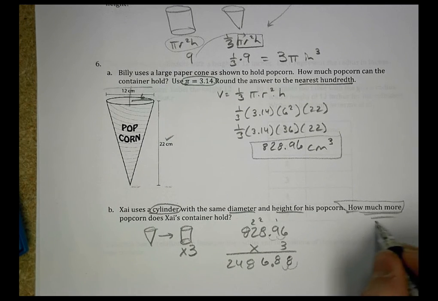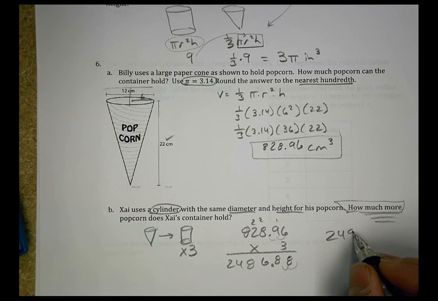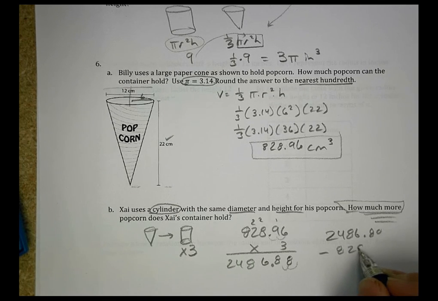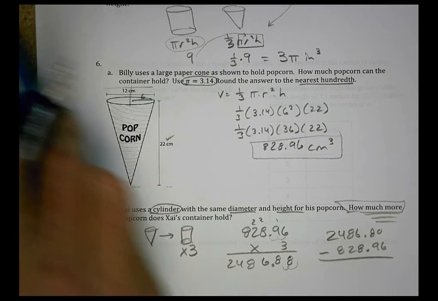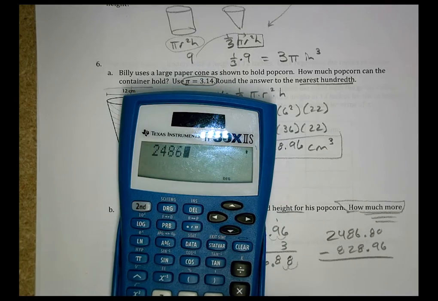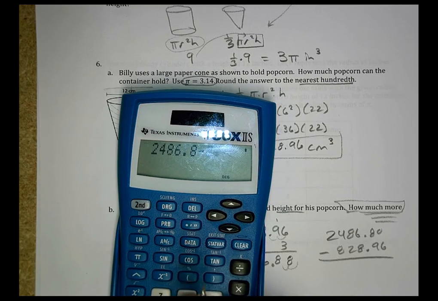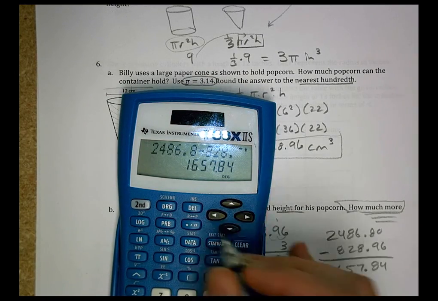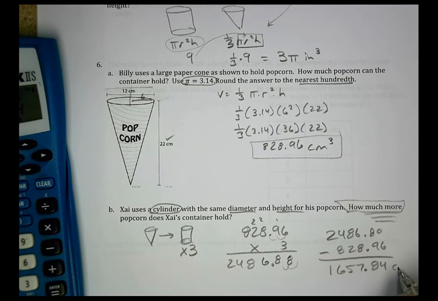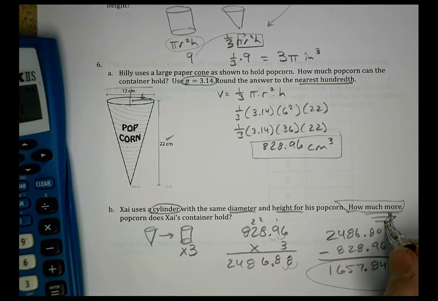The question is how much more? So we'll do 2486.88 minus 828.96. When we work that out, we come up with 1657.84, and these were centimeters cubed. So it's that much more. And that's the key thing there.